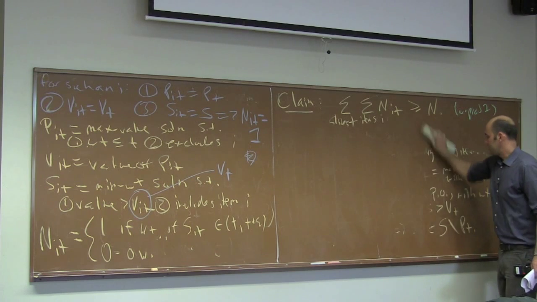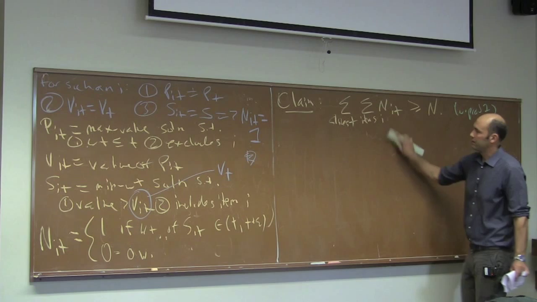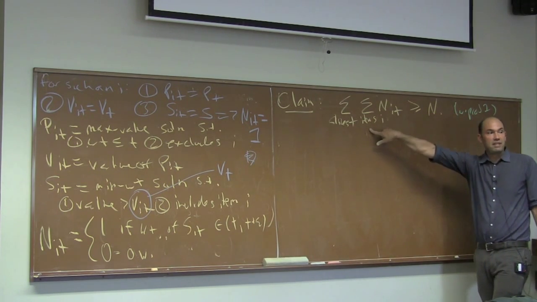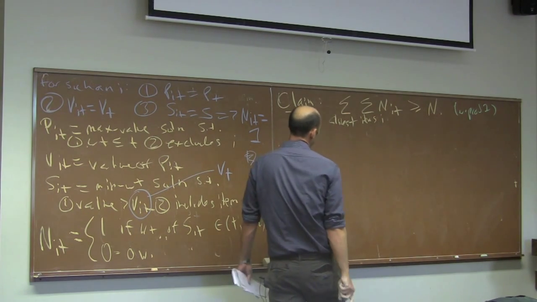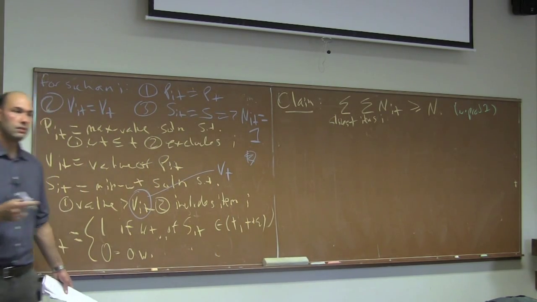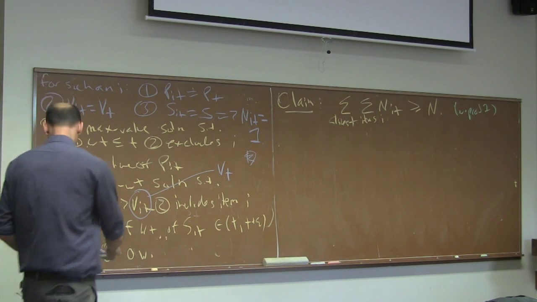And the point is, given that this claim is true, it reduces upper bounding the size of the Pareto curve to upper bounding the expected value of the left-hand side. Okay? And by linearity of expectation, that just means we need to understand the individual expected values of the NITs. Now the NITs are indicator random variables, so really what we need to understand is the probability that a given NIT equals 1. Okay?